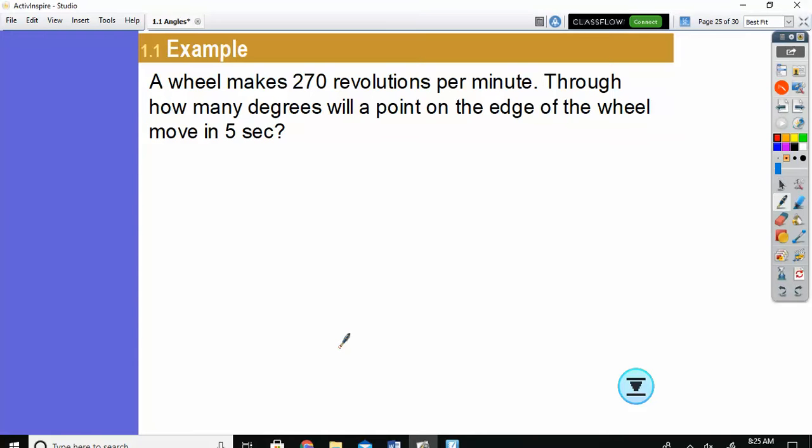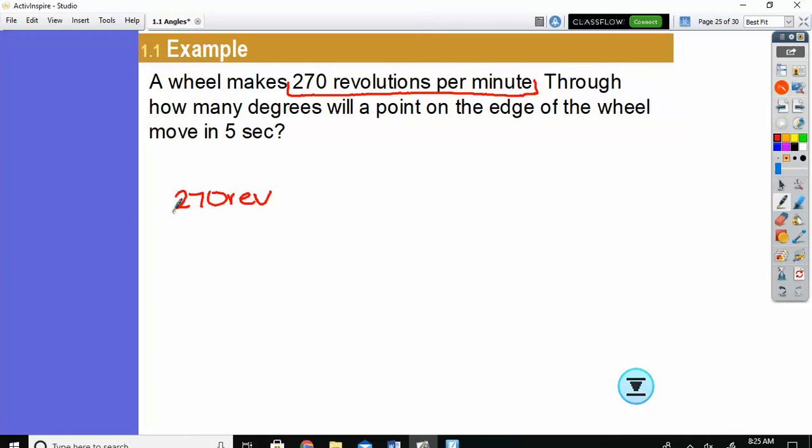So this one says, a wheel makes 270 revolutions per minute. Through how many degrees will a point on the edge of the wheel move in 5 seconds? Okay, so currently, I'm talking about revolutions in 1 minute. I want degrees for my ultimate answer. Okay? So, like I said, you might be one of those people that you just know what you need to do, and you do that, and that's fine. I'm going to set it up like this.